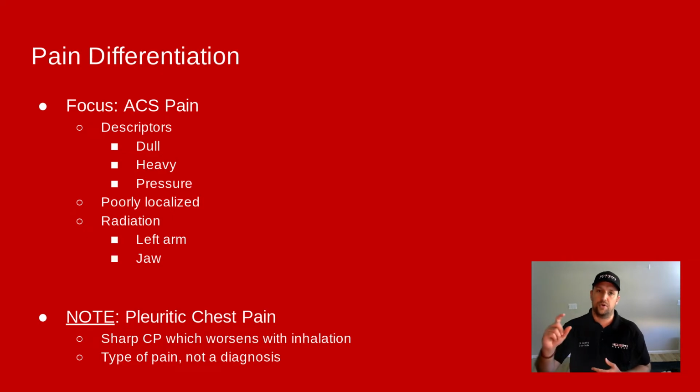I want to do a note here. Pleuritic chest pain is a type of pain and not a diagnosis. What's happening is the pleura and the thoracic cavity rub together, and this causes a sharp pain that's well localized. This can be caused from lots of things: pneumothorax, severe dehydration, on and on and on. This pain will also usually worsen with inhalation.